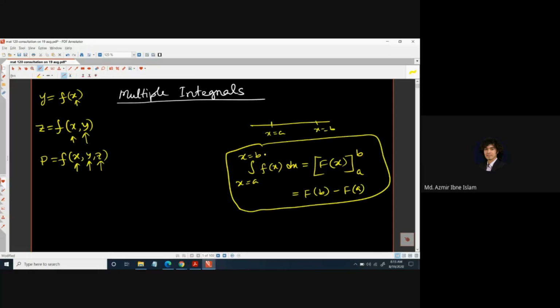So remember, for a function of one variable, y equal to f of x, whenever we are integrating, we need the interval x equal to a to x equal to b. But for multiple integrals, that means for a function of 2 variables, we need a region in 2-space, and for a function of 3 variables, we need a region in 3-space. That means 2 dimensions and 3 dimensions are important.